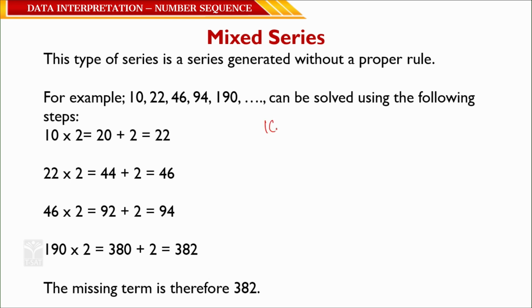First number is 10. Next number is 22, correct? How do you get 22? 10 twos are 20 plus 2, 22. Next number is 46: 22 twos are 44 plus 4. Next number is 94.